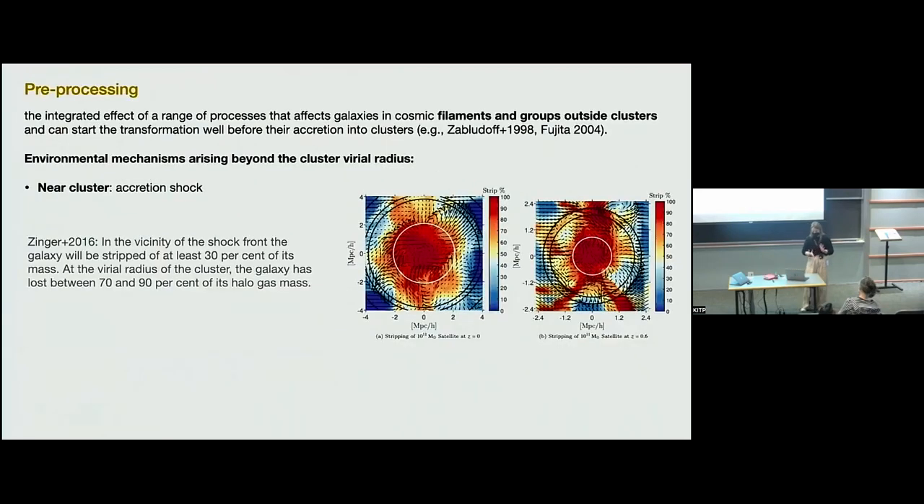So near the cluster, the accretion shock, simulations have found that close to the shocks, that's the black circles in this figure from Singer et al., the galaxies will already be stripped of a lot of their gas, about 30% of their gas. And then when they get closer, when they go towards the virial radius of the cluster, that's when they then lose 70 to 90% of their gas.